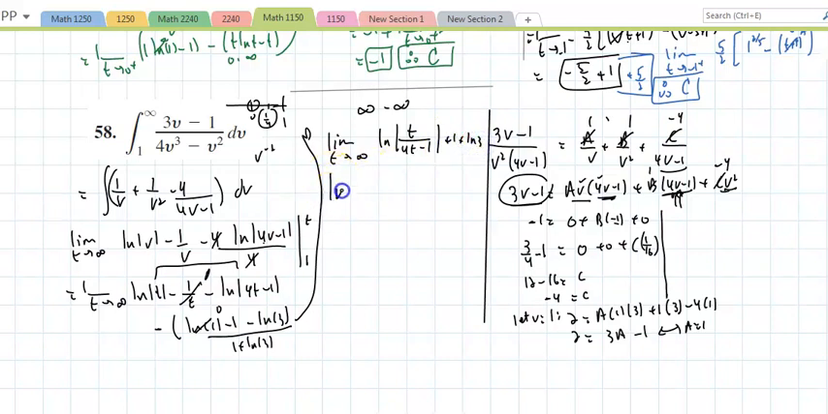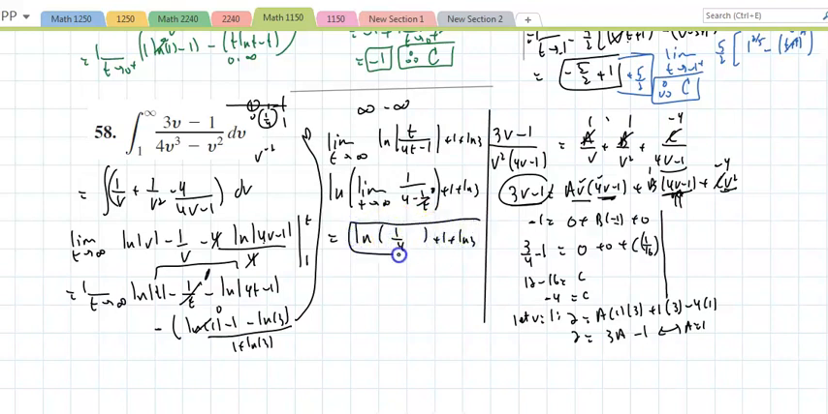And this will be natural log of the limit as t approaches infinity. If I divide by the highest power term of the denominator, that's 1 over 4 minus 1 over t. That's a nice trick. Instead of L'Hopital, you could do that. That will approach 0. I would be left with natural log, and this limit will give a 1/4 plus 1 plus natural log of 3, which is a finite answer. And therefore, this series converge. This integral converge.